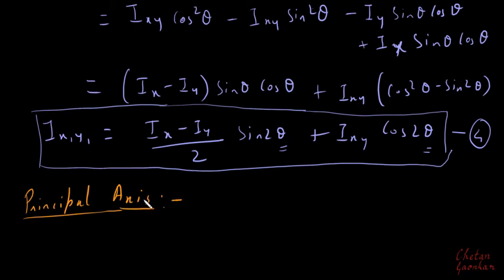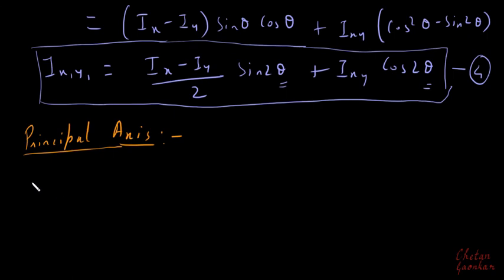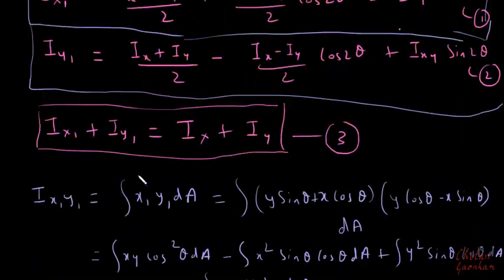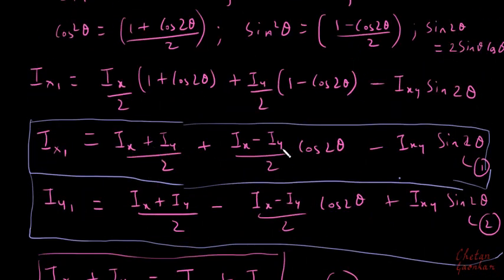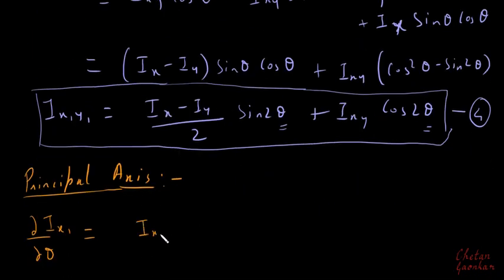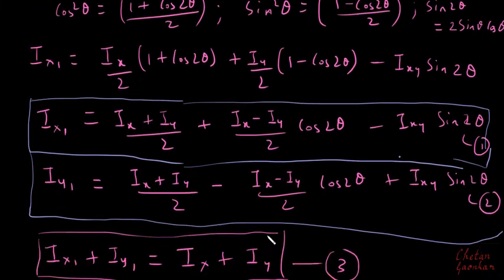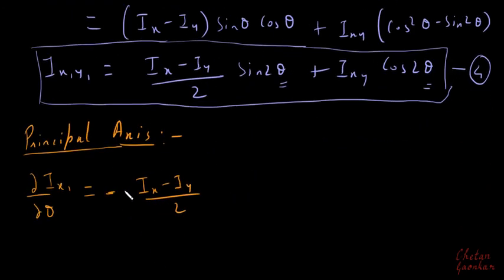We will differentiate this equation 1 with respect to theta. If I do that, this term will be 0. So what I will get is d by d theta of Ix1 will be, this term will be 0 because here there is no theta term. This term will be (Ix minus Iy) by 2, and this cos 2 theta will become minus 2 times sine 2 theta.